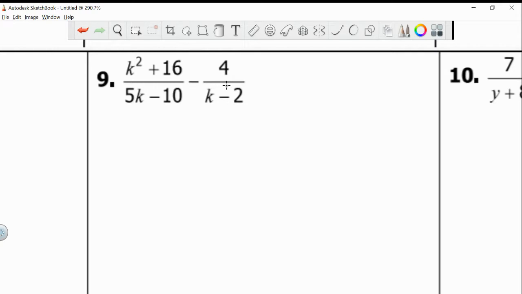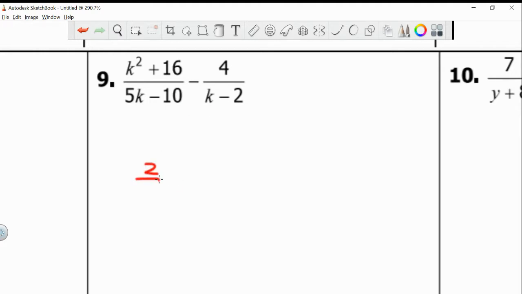And so I'm looking at number 9. I see that we have 5k minus 10, and we have k minus 2, okay? And I need these to be common denominators before I can do anything. And so right now, I have a great big, kind of stop sign where I can't do anything until these two things are equal to each other. So I need to get them equal to each other, and it's not always clear what we're allowed to do to get them equal to each other.